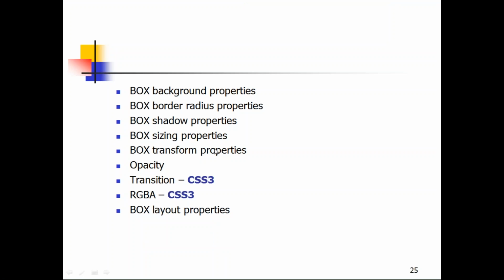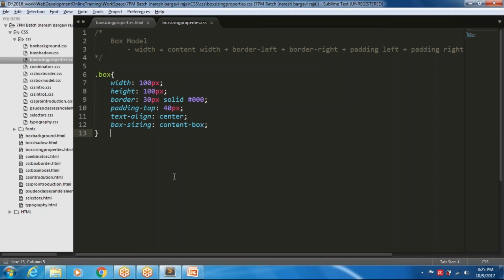That is about the box-sizing properties. Next one is transform properties. Let's go for this box transform properties. I'll talk about transform and transition later on. Before this, I want to talk about the layout properties.